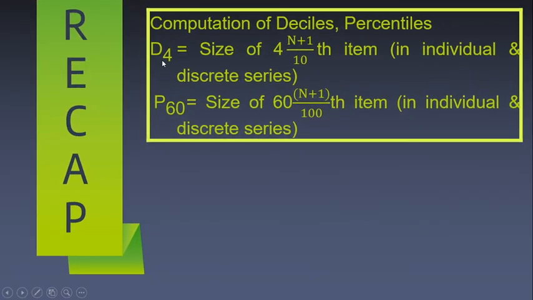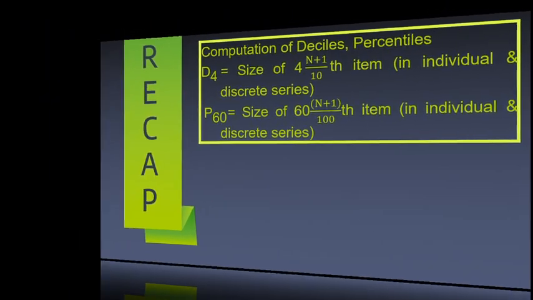Deciles, for example, if you want D4, it is size of 4n plus 1 by 10th item, because there are 10 deciles. So, 4th decile, so 4n plus 1 by 10th item for individual and discrete series. And for percentile, if they ask you for P60, for example, it is the size of 60, that is the 60 that they've asked, n plus 1 by 100th item, because percentiles actually divide the data into 100 parts. So, this is for deciles and percentiles.